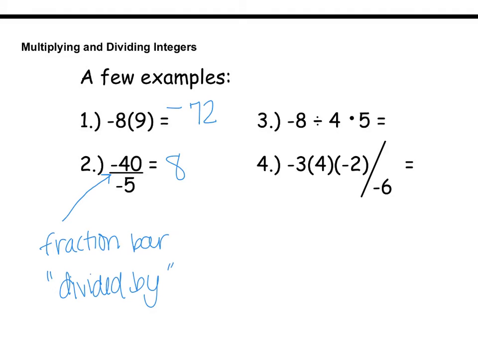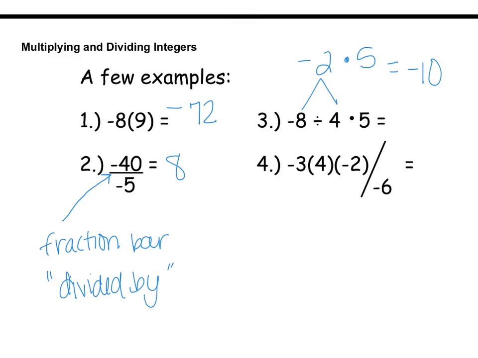Let's look at number 3. We have -8 divided by 4 times 5. So let's take it one step at a time. We have different signs here. -8 divided by 4. Different signs means I get a negative answer. 8 divided by 4 is 2. Now we have a multiplication problem. Again, we have different signs, so we get a negative answer. -2 times 5 is -10.